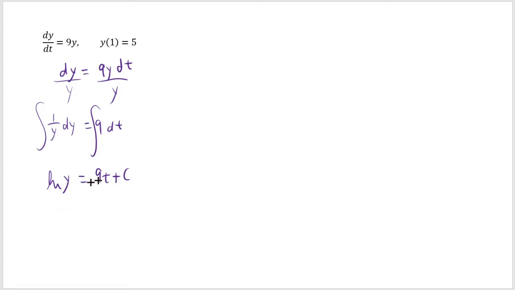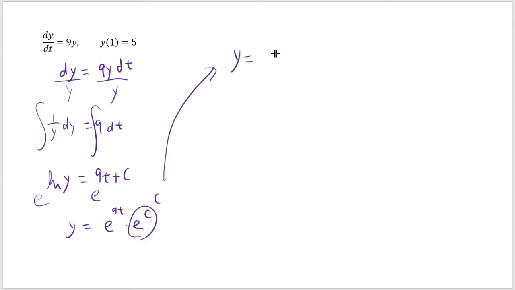You want to solve for y as a function of t, so you exponentiate both sides, giving you y equals e to the 9t plus c, but that's the same thing as e to the c times e to the 9t. Again, rename this as c. So the result is y equals constant c times e to the 9t.